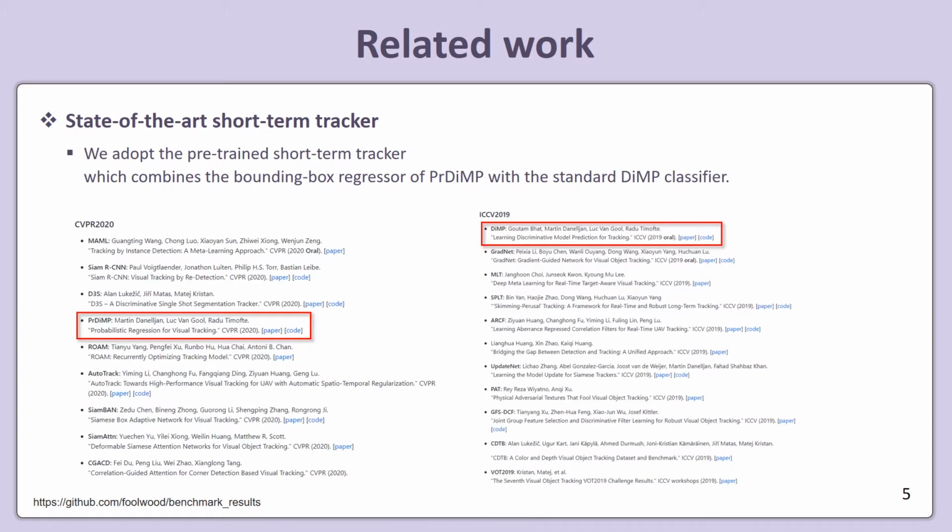Likewise, we adopt the pre-trained short-term tracker which combines the bounding box regressor of PR-DiMP with the standard DiMP classifier. This tracker's name is Super-DiMP and the pre-trained model can be downloaded on the DiMP family's GitHub page. We omit detailed descriptions about the short-term tracker.